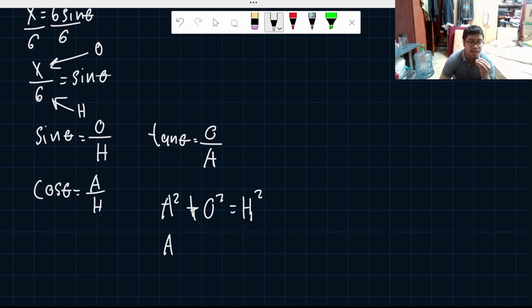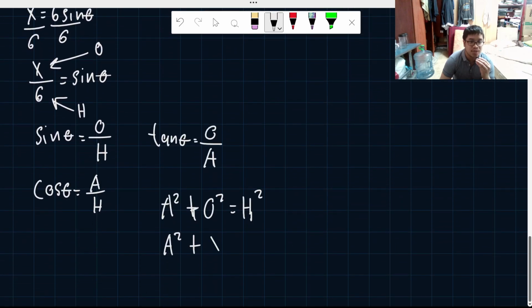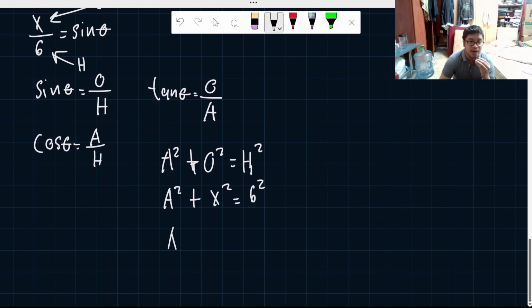We're looking for the adjacent side here. Then here we have the opposite, which I do believe is x, right? So it's x squared. Your hypotenuse is 6, right? So we have 6 squared. So let's find your A. So just transpose x squared to the right.